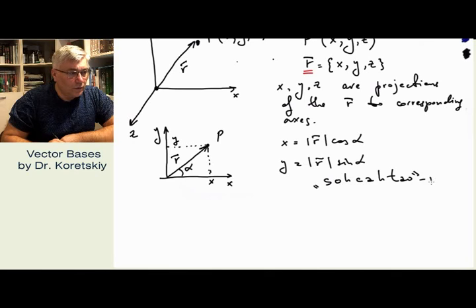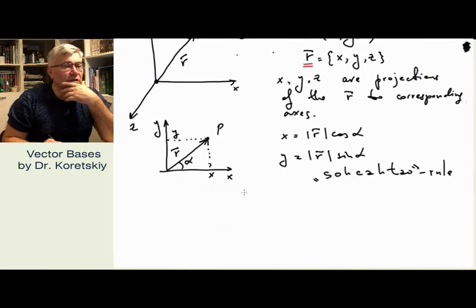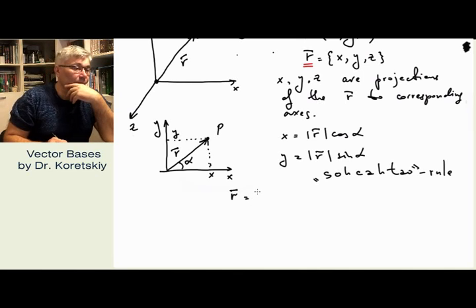You know that this is about the SOHCAHTOA rule. Sine is the opposite side of the right triangle over the hypotenuse. Cosine, consequently, is the adjacent side over the hypotenuse, and tangent equals opposite over adjacent.